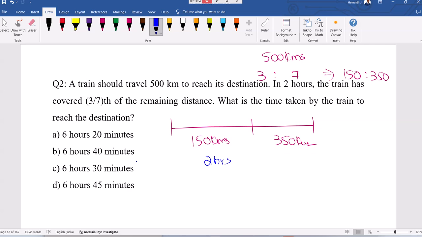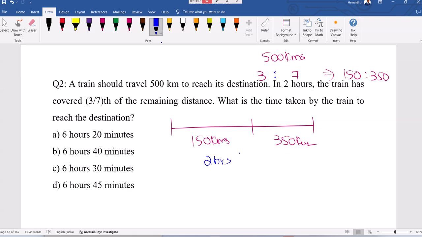A train should travel 500 kilometers to reach its destination. In 2 hours, the train has covered 3 by 7th of the remaining distance. You check it out. 3 by 7th of 350 is equal to 150 only. This is a bit tricky type of question. The very simple way is, with 3 by 7, you can divide the distance as 3 is to 7. So what is the time taken by the train to reach the destination?